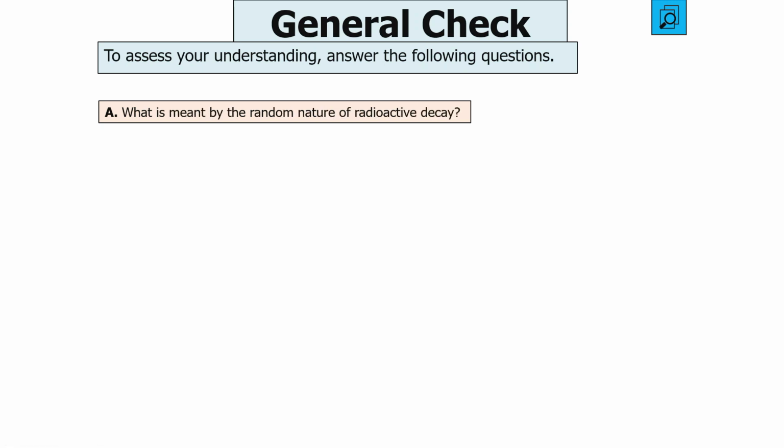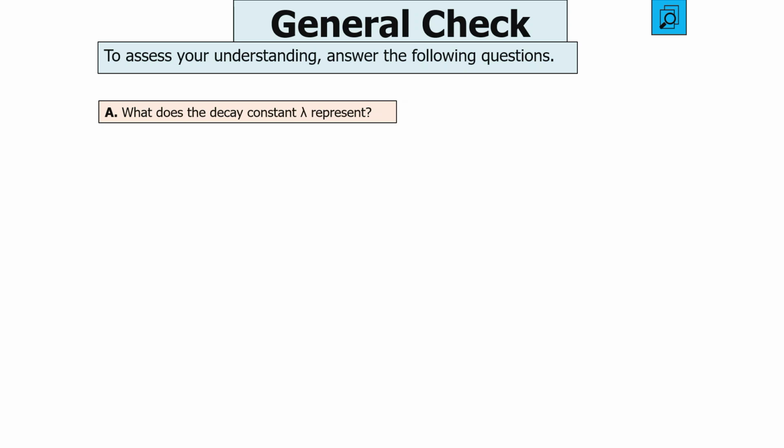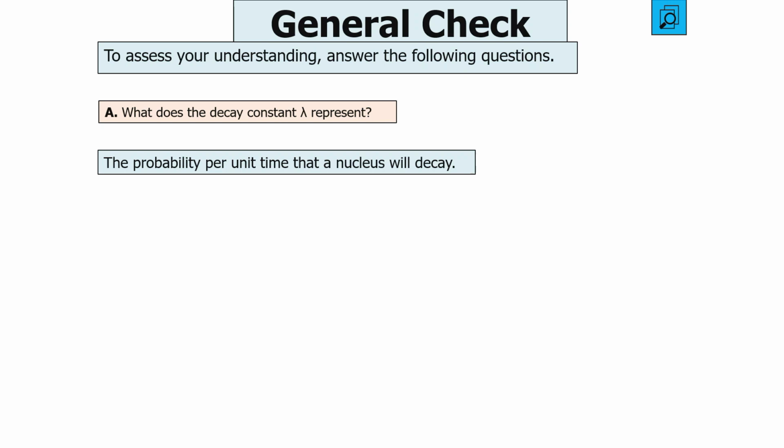What is meant by the random nature of radioactive decay? It means that we cannot predict exactly when a specific nucleus will decay, only the probability it will over time. What does the decay constant lambda represent? The probability per unit time that a nucleus will decay.